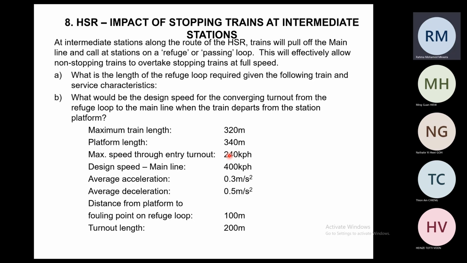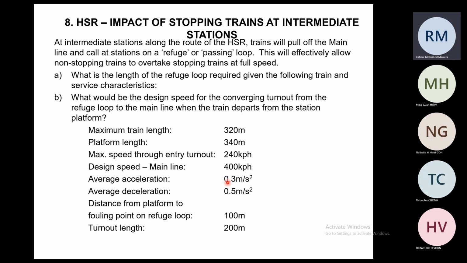Where the diverging, because you're entering. And the design speed of the main line is 400 kilometers per hour. So that means when the train enters the turnout, it has to slow down to 240 kilometers per hour. And the main line has a speed of 400 kilometers per hour because it's catering for high-speed rail, so it has very high speed. For HSR, they can have 400 to 500 kilometers per hour, and the average acceleration and deceleration are given as 0.3 and 0.5 respectively.